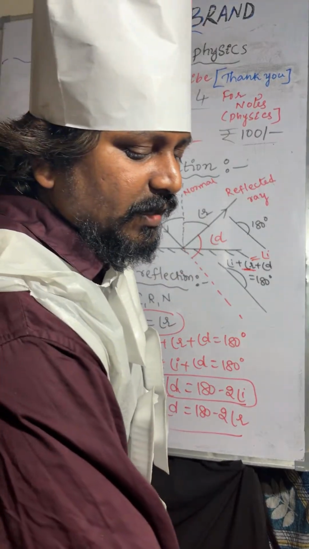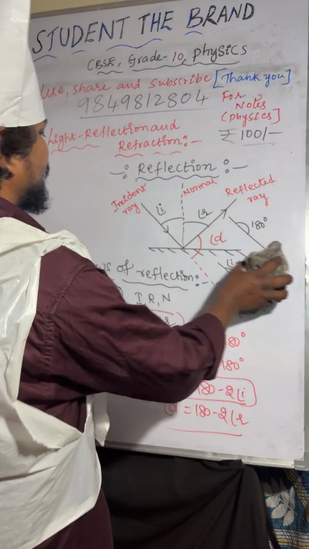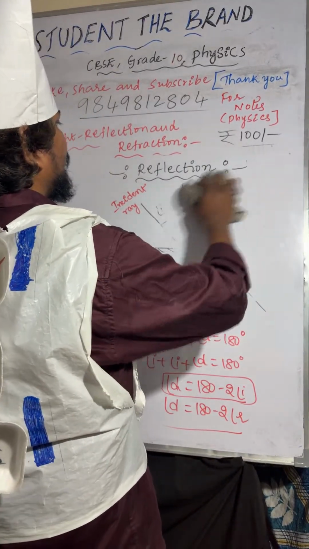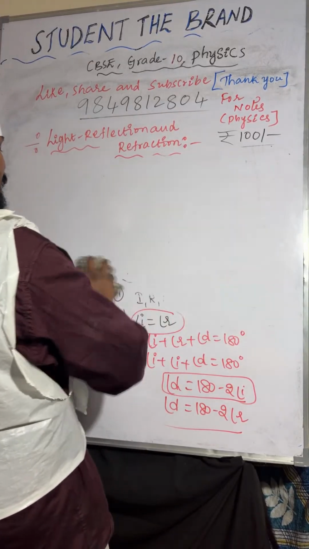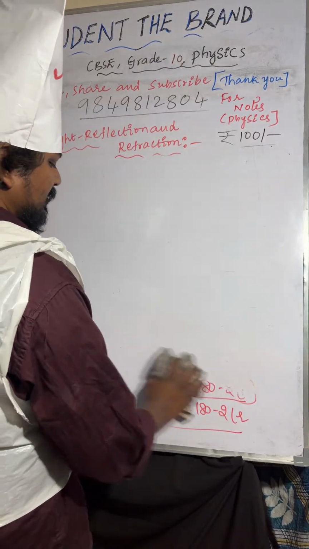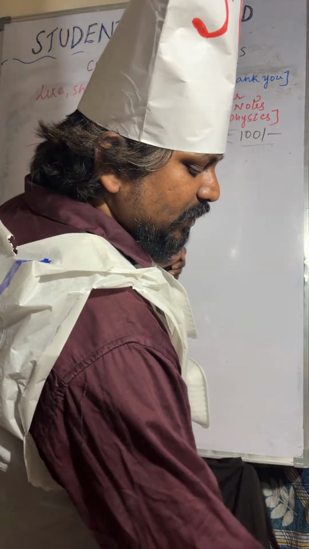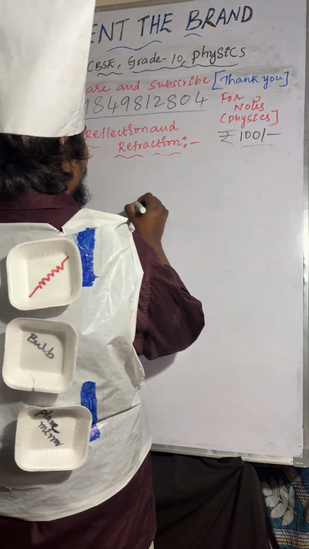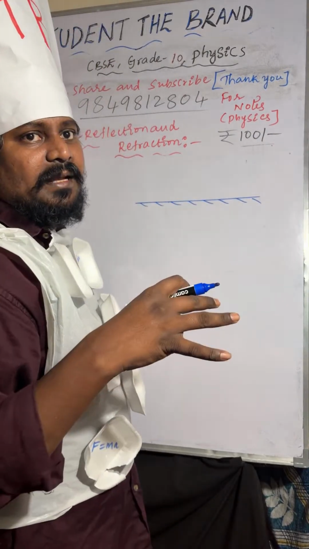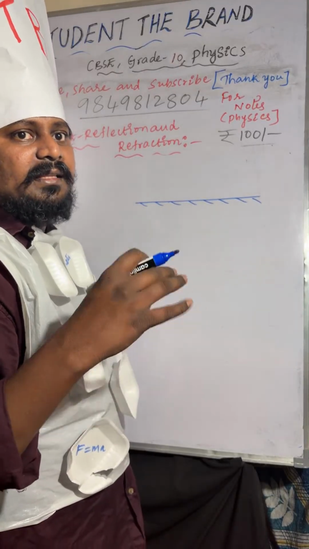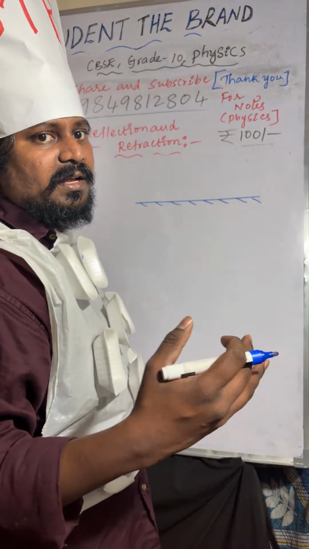Now we will discuss regular reflection and irregular reflection. Regular reflection takes place on a smooth surface. Here you can observe I am taking a plane surface. If the incident light rays are parallel, then the reflected light rays are also parallel to each other. This type of reflection is called regular reflection.